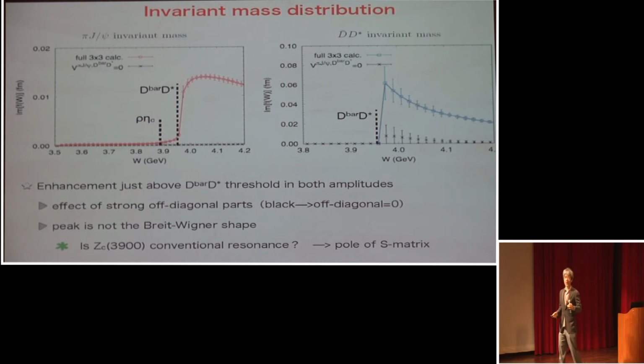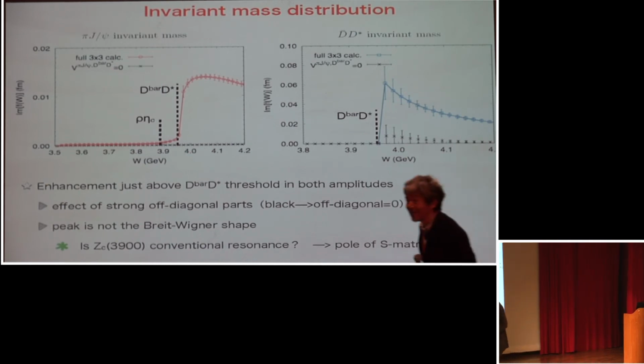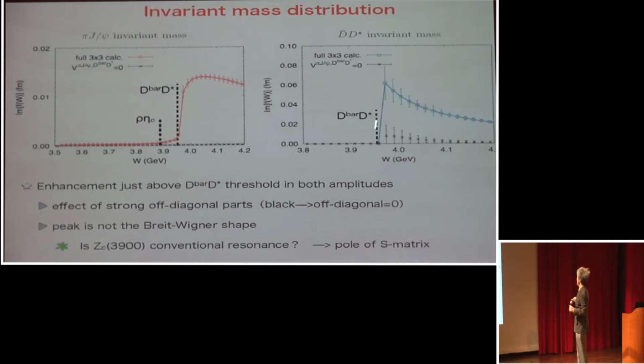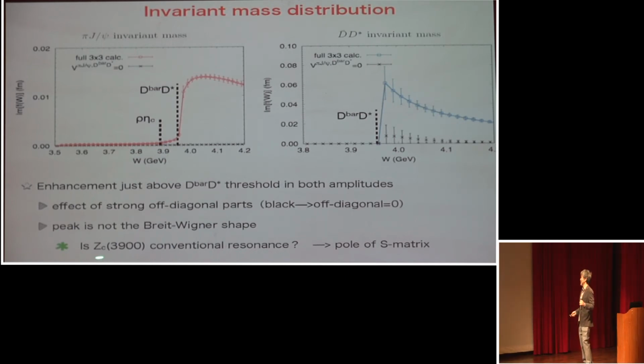If the off-diagonal part is switched off by hand, the result appears as this black line. There is nothing happening for this channel, and only a very small contribution appears in this channel. And also we notice the peak is not a Breit-Wigner shape, a very strange shape. And the question is whether this Zc3900 is a conventional resonance. To answer this question, we search for the pole position of the S matrix.